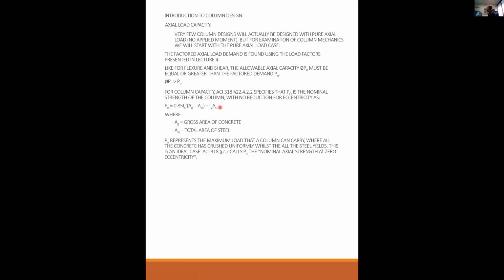But theoretically, if you took a column and put it in a crushing machine and tried to crush it, this is the load you would see. That's the maximum possible load you can get out of a column. This is an ideal case. ACI 318 section 2.2 calls P naught the nominal axial strength at 0 eccentricity. Kind of a long title, but that's what P naught is, the nominal axial strength at 0 eccentricity. Any questions so far?